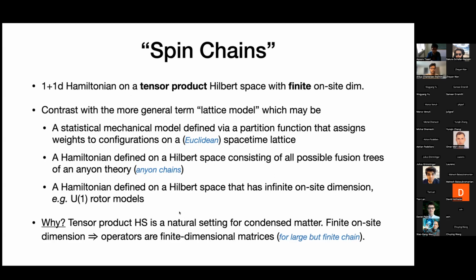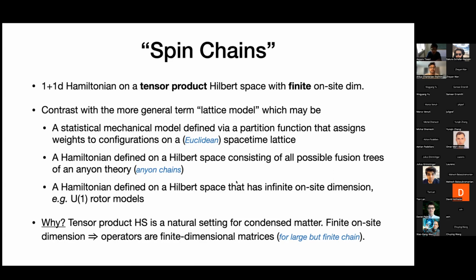So one may naturally ask if all of this exotic physics can be realized in the simplest or dumbest of settings. And the second thing, the finite on-site dimension, mostly is a technical assumption. It lets you think of operators simply as finite dimensional matrices, as long as your system is finite but large. So that's the reason we are considering spin chains.